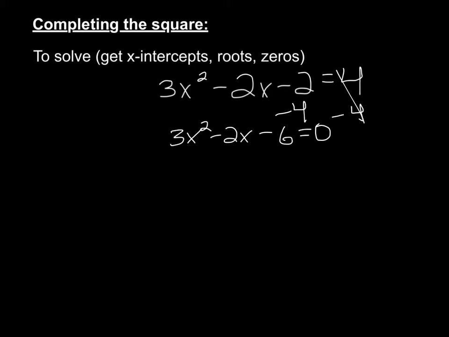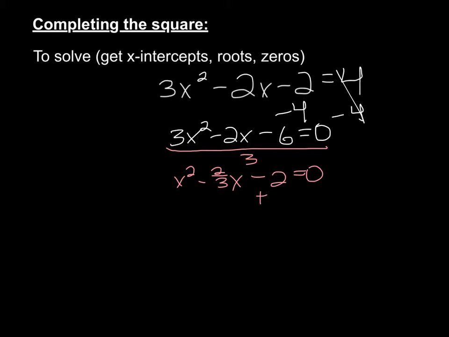Now, before we can do anything else, now that it's in standard form, we need to get rid of that a term to make it a 1. So we divide everything by 3, leaving us with x squared minus 2/3 x minus 2 equals 0. Now we can complete the square normally.